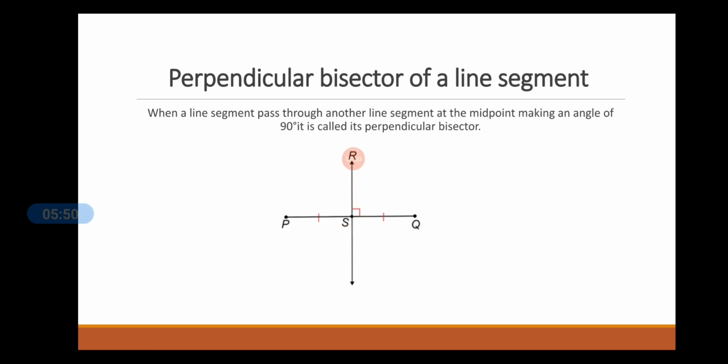That is, the line R is dividing PQ into two equal parts. That is, PS equal to SQ. So, we call this line R as the perpendicular bisector of the line PQ. Children, go through this part of the chapter and then you will be able to solve the sums which are given in the exercise.